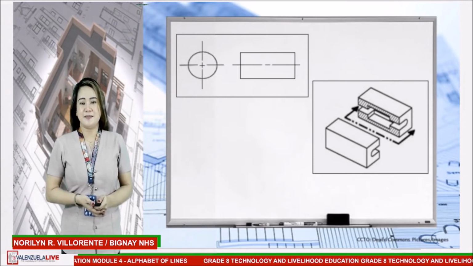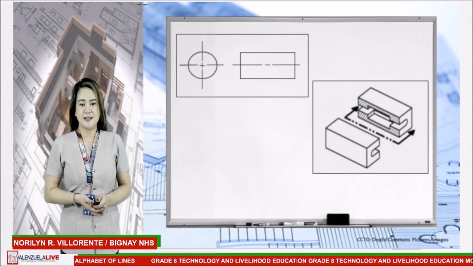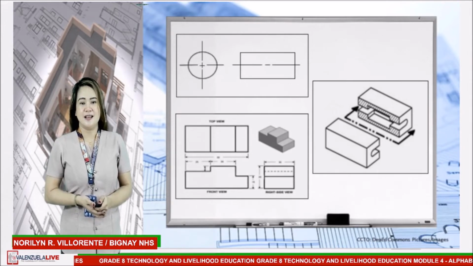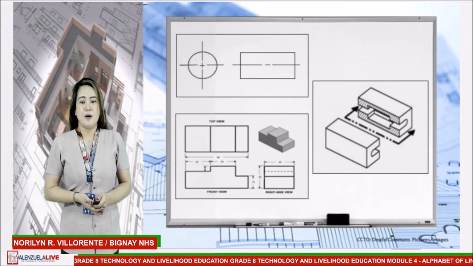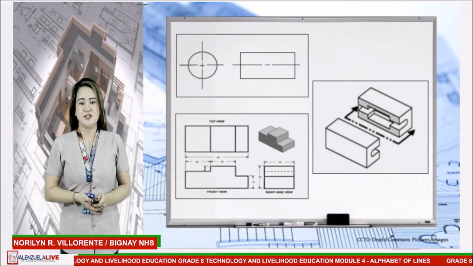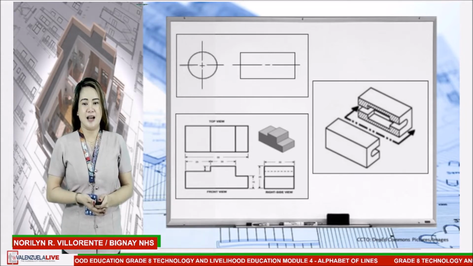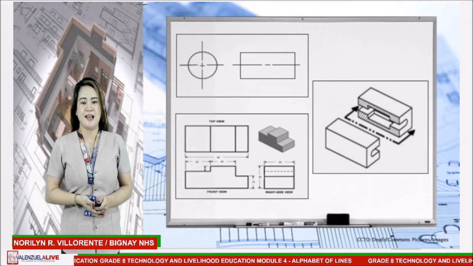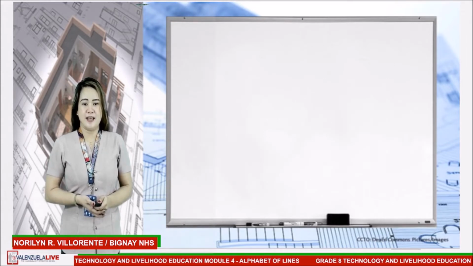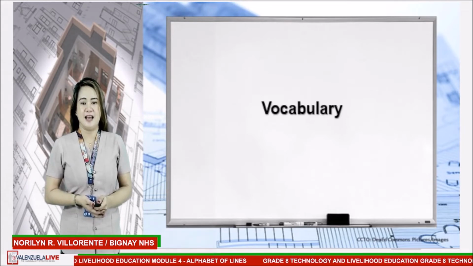A drawing is made up of different lines. Each line represents something: a surface, a hidden surface, a center of a hole, or a line with dimension on it. In order to make the drawing easier to read and understand, each kind of line is drawn with a different line weight. In learning to read a drawing, it is important to learn first the alphabet of lines and its meaning.